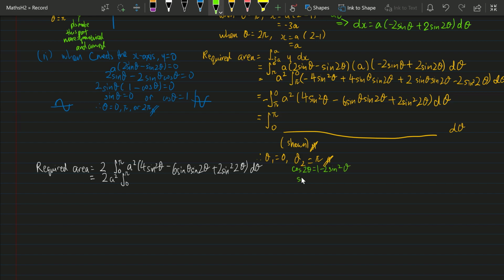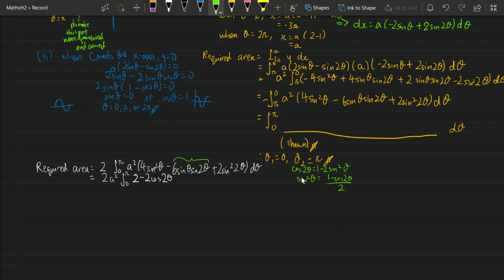So, sine square theta is actually (1 minus cos 2 theta) over 2. So that handles this part, right? 4 sine square theta is 2 minus 2 cosine 2 theta. This should be easy to integrate, but we're not going to do that now. Now we have a bigger challenge. This one. Sine multiplied by sine.